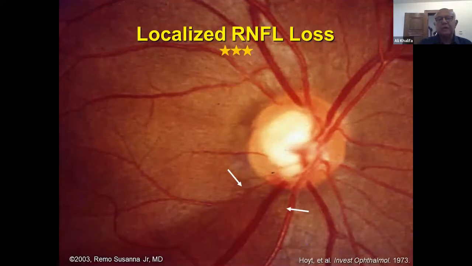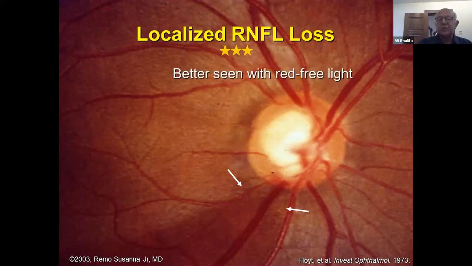Here we have a localized retinal nerve fiber loss, and Hoyt was the first to describe it. And with this loss of nerve fiber layers, you usually see a notch corresponding to it. And this is very diagnostic of glaucoma. And of course, as we said before, it is better seen with red-free light.